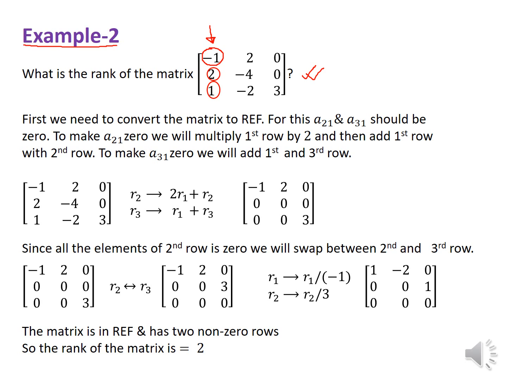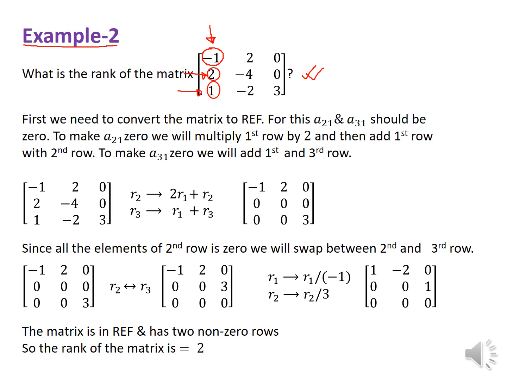That means we will make the first element of the second row 0, and we will make the first element of the third row 0. To make the first element of the second row 0, we will calculate the second row and first row, as we are making 0 under the leading element of the first row. And also to make the first element of the third row 0, we will calculate the first row and third row, as we are making 0 under the leading element of the first row.